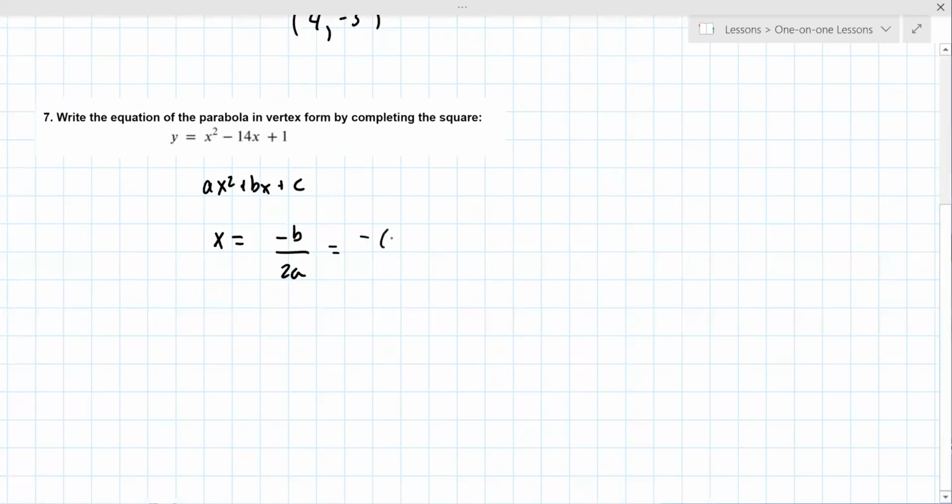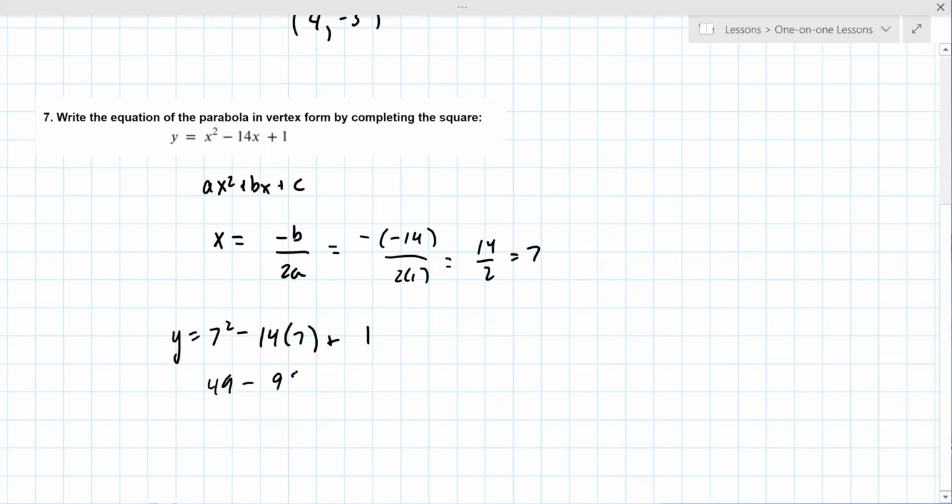So this is minus negative 14 over 2 times 1. 14 over 2, which is 7. Oh, and then you plug it back in, and then you get 7 times 7 squared minus 14 times 7 plus 1, right? Which is 49 times 7... oh wait, no, I don't have the right idea. Never mind. Yeah, so you end up getting a minus 48 here.